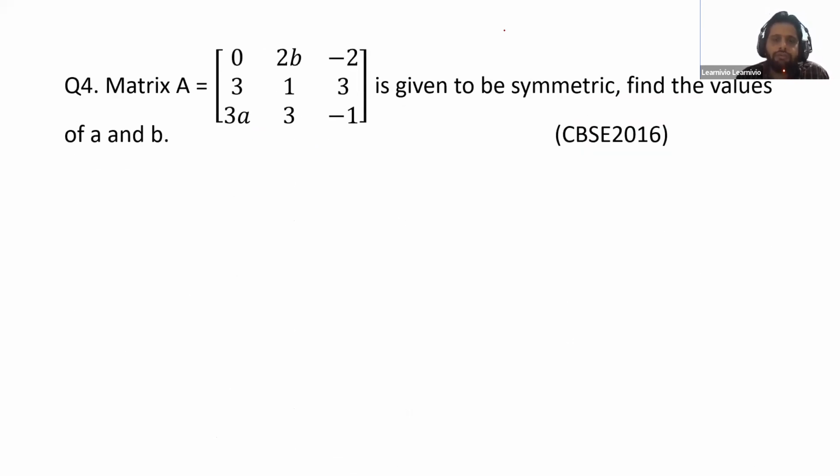Okay, so the next question came in CBSE 2016. The question is, this matrix is given to be symmetric. This is a symmetric matrix. Now please find the values of A and B and share your answer. This is also a very simple question. Please complete this.